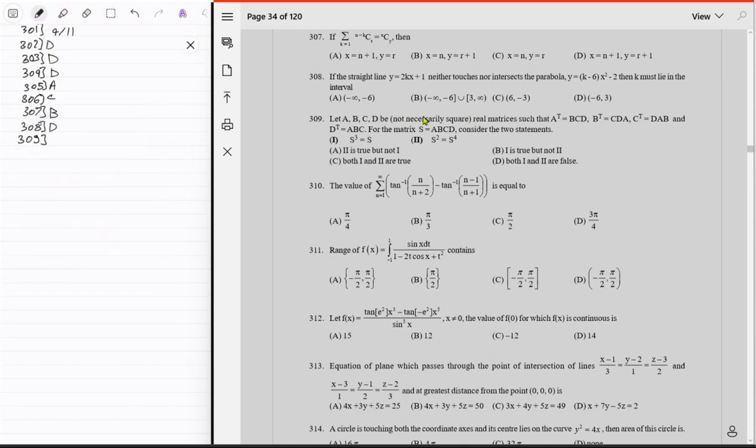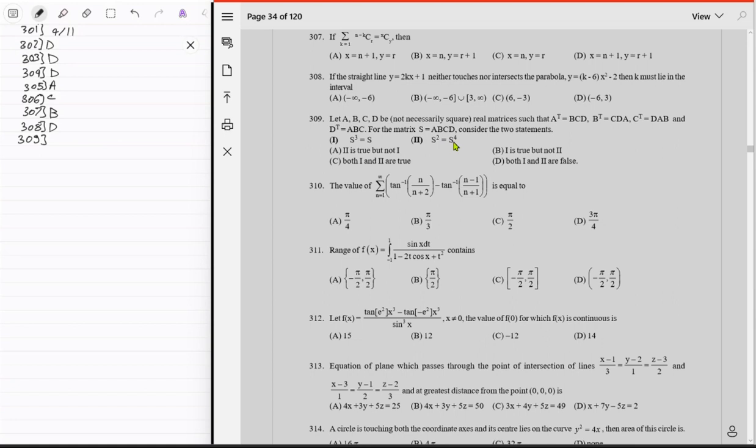Let A, B, C, D be square real matrices such that A transpose equals BCD, B transpose equals CDA, and C transpose equals DAB. For the matrix S equal to ABCD, consider the two statements: S cube equals S square, and S square equals S power 4.